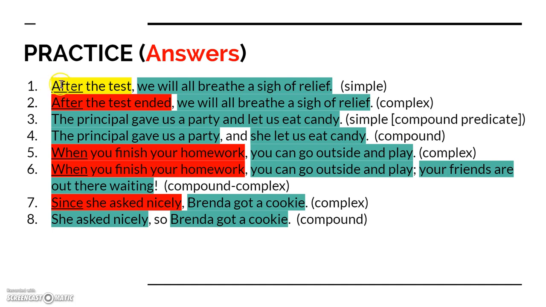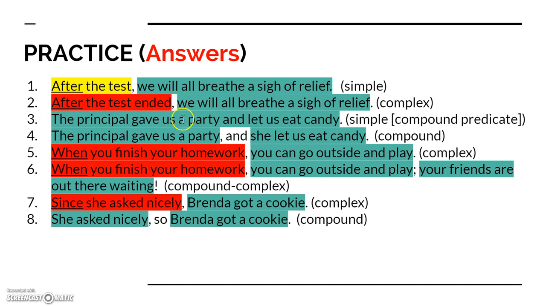Look at number 1. "After the test, comma, we will all breathe a sigh of relief." This is still a simple sentence. It has an AWUBIS word, after, but after the test is just a phrase. We talked earlier about how phrases don't change a sentence type. But if I say, "after the test ended," AWUBIS, subject, predicate, now this is a clause, and I've got 1 of each. It's a mix and match, so it's complex.